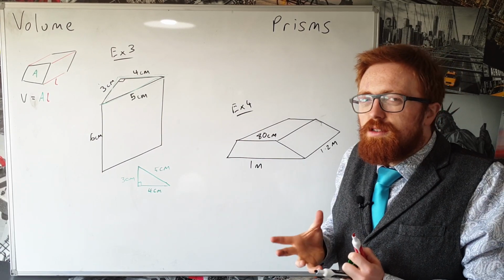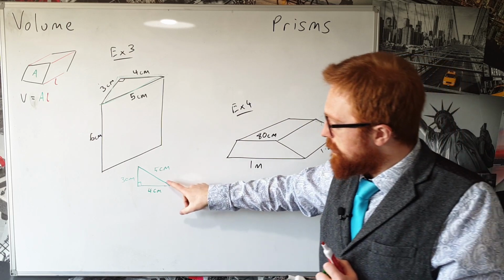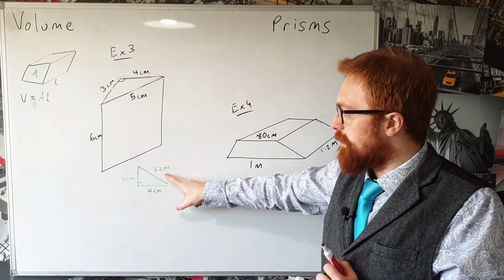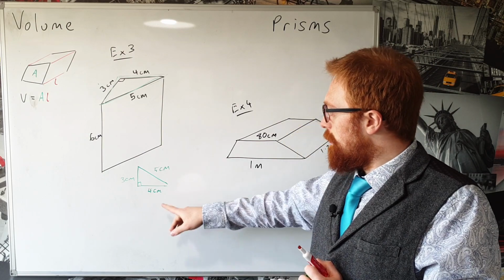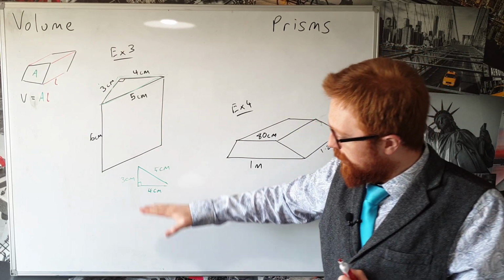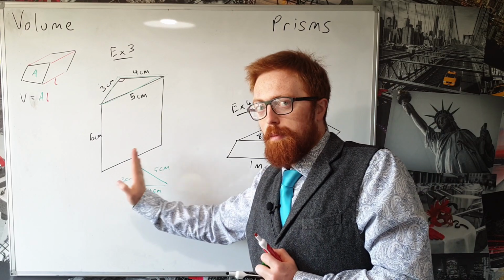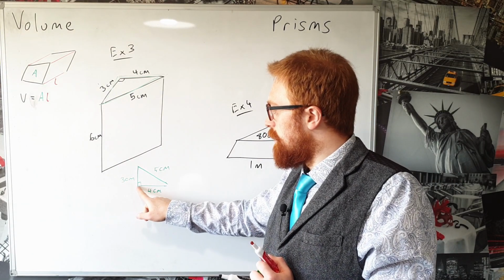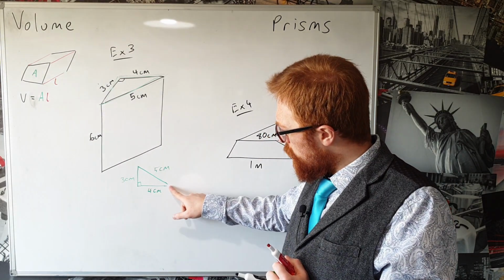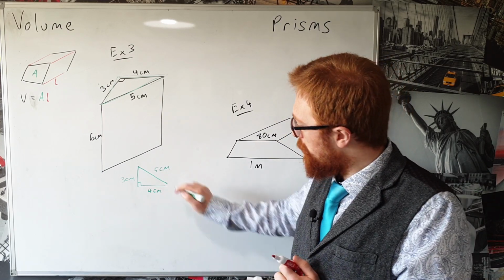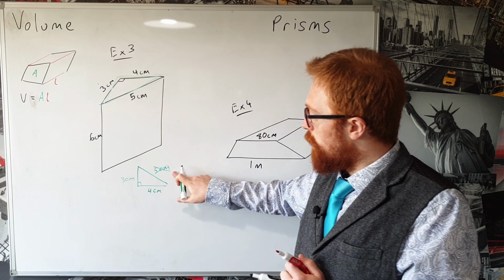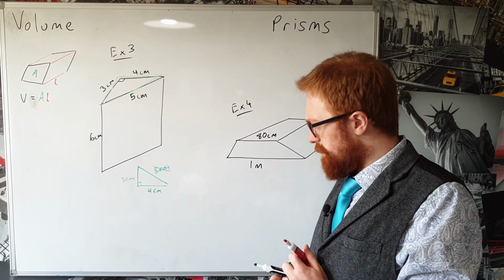Now the other thing they've done to try and throw us off is they've given us the length of this hypotenuse. They've given us the length 5 centimeters. And now, if you remember, for the area of a triangle, it's the length of the base times by the perpendicular height, and then halved. So what we need to be careful of is we can ignore that 5. We don't need that for this part of the question.